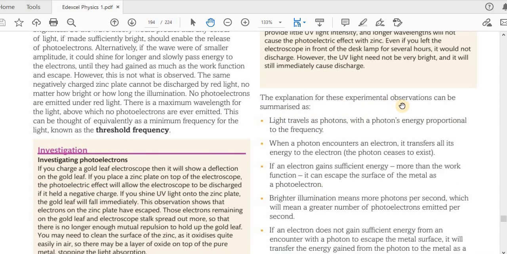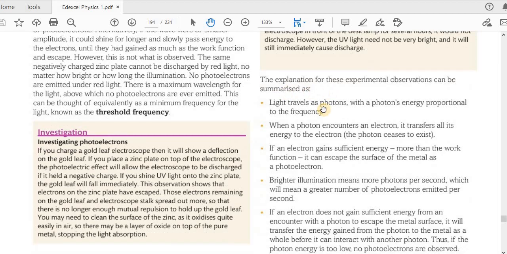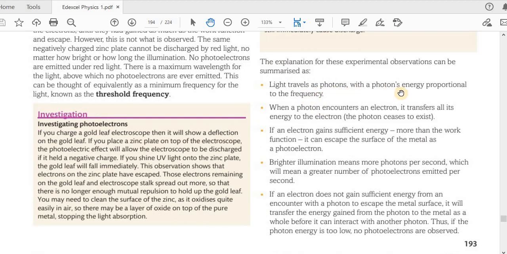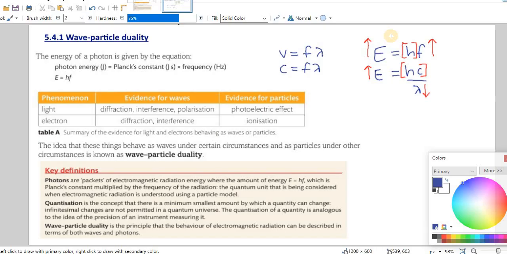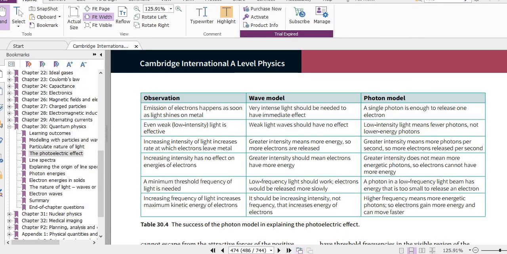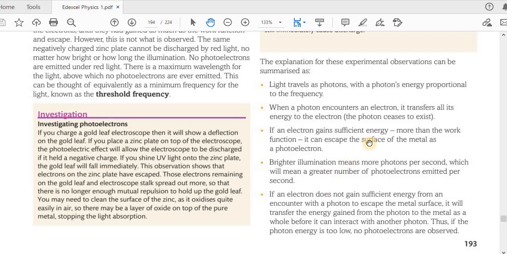Okay, the explanation for these experimental observations can be summarized as: light travels as photons with a photon energy proportional to the frequency. So we saw that photon energy is proportional to the frequency. Now this h is a constant, so we can say E is proportional to f. h is a constant, Planck's constant. It's a constant for all cases, all waves.